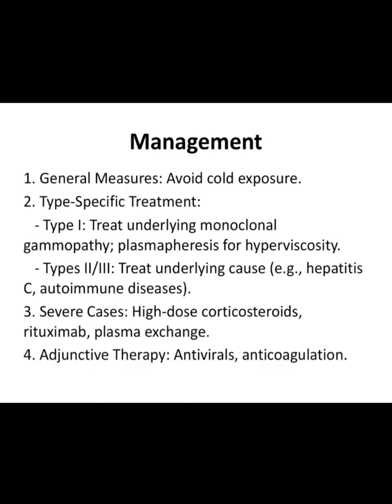Type specific management: for type 1, you have to treat the underlying monoclonal disorder, with plasmapheresis for hyperviscosity, and you have to give chemotherapy for multiple myeloma. Next, for type 2 and 3, treat the underlying cause like hepatitis C virus and autoimmune diseases. In severe cases, high dose steroids have to be given. With that, rituximab can be tried, and plasmapheresis, that is plasma exchange. Adjunctive therapy with antivirals and anticoagulation.